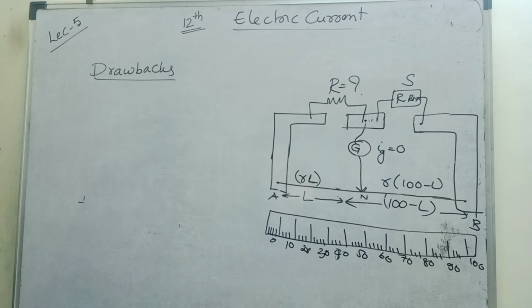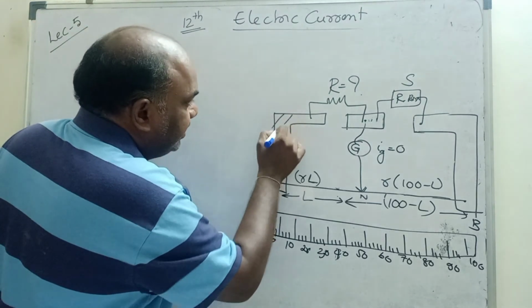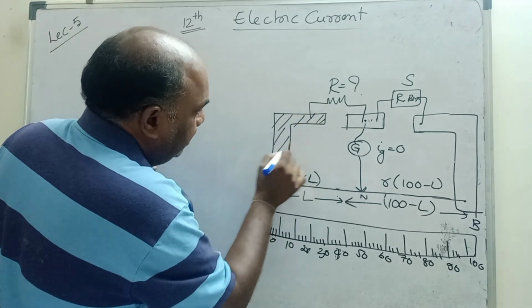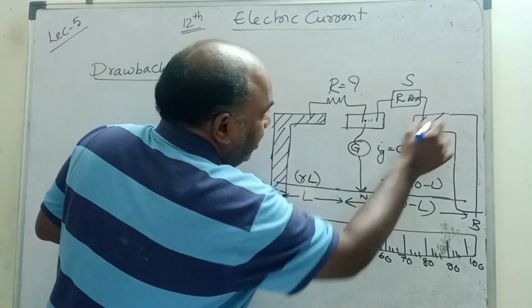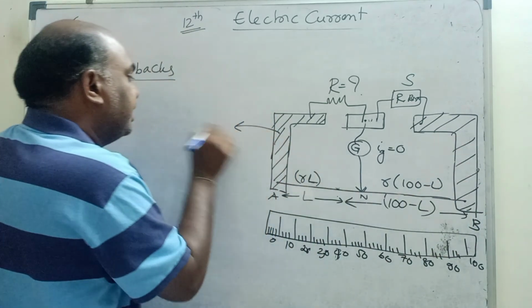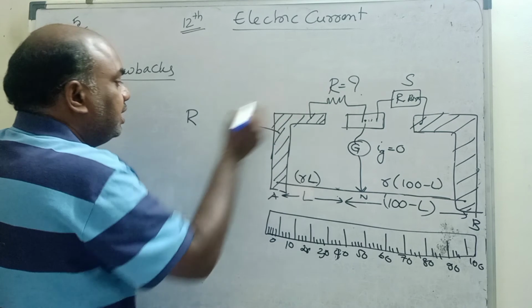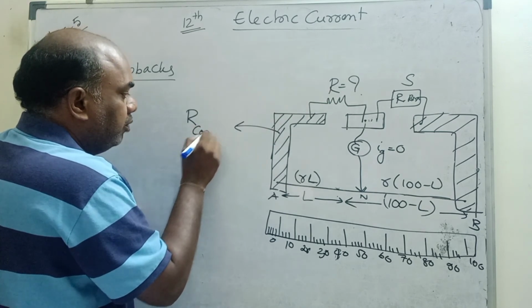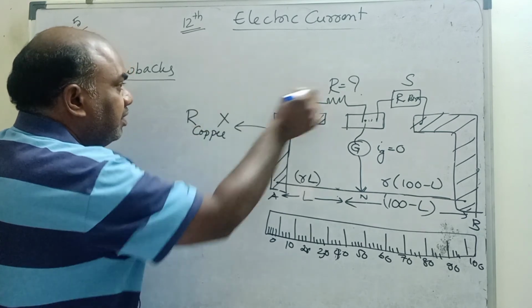Number 2. Why? Because these are all copper strips, and copper also has some resistance. We are not considering this resistance, so we will not get the exact reading.